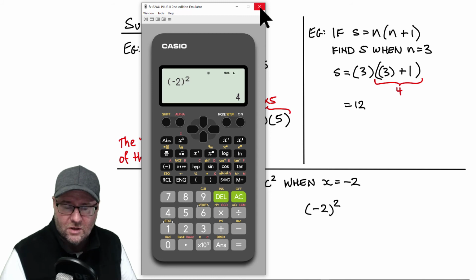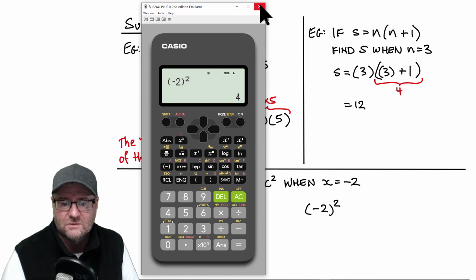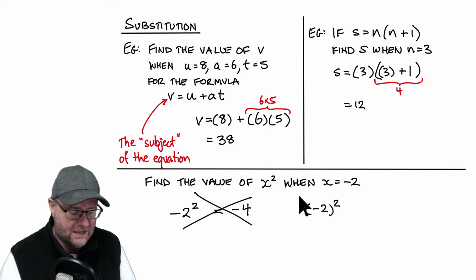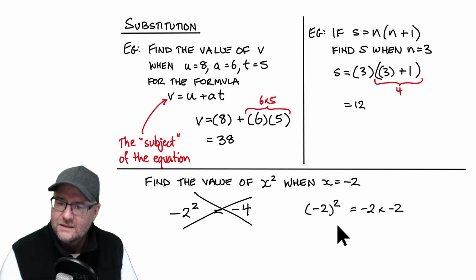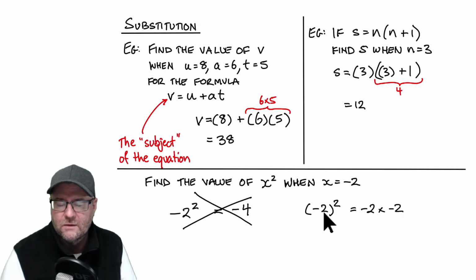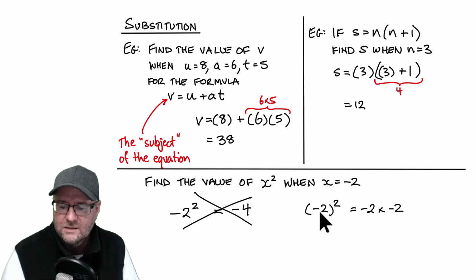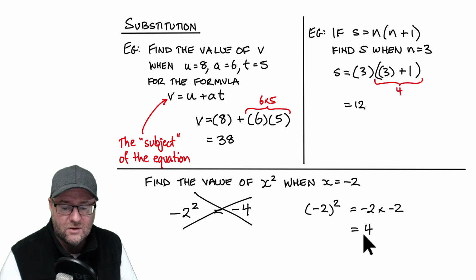Now, I'm not going to go through and explain why. You're just going to have to trust me that in this case, the correct answer is going to be +4. Because really what I've got is -2 times -2. Two negatives multiplied together give me a positive answer.